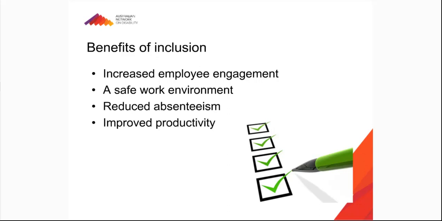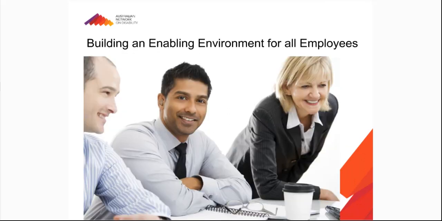And improved productivity, so everyone feels that they're part of a successful team and contributing to that. So how do we build an enabling environment? How do we create inclusion for all of our employees? An enabling environment is one where your employees can bring their whole self to work, which we've talked to. It helps individuals perform at their best and feel included.